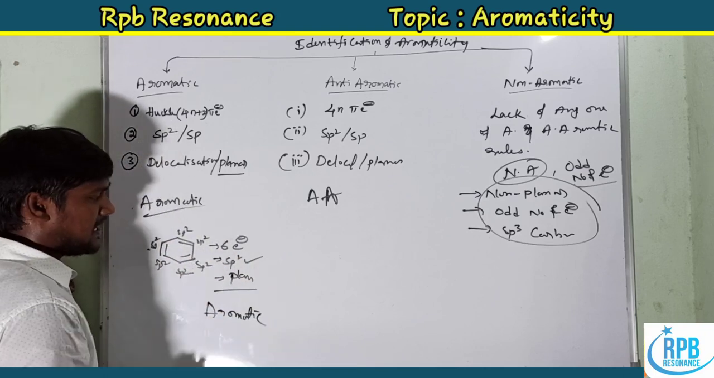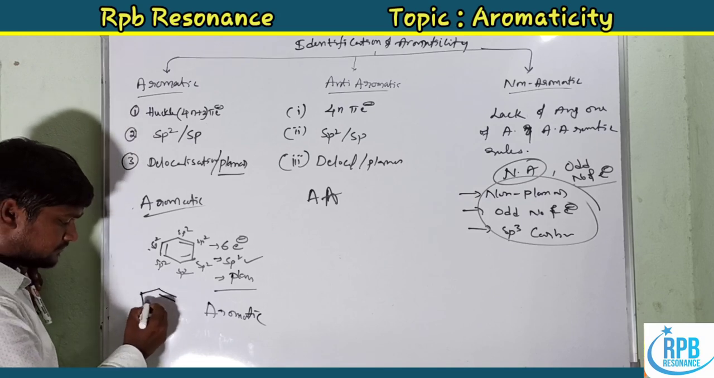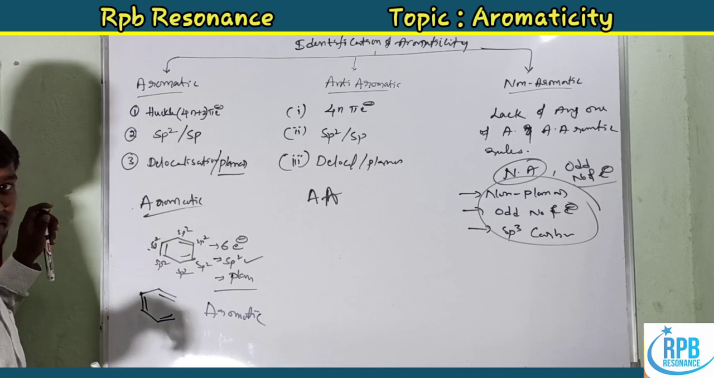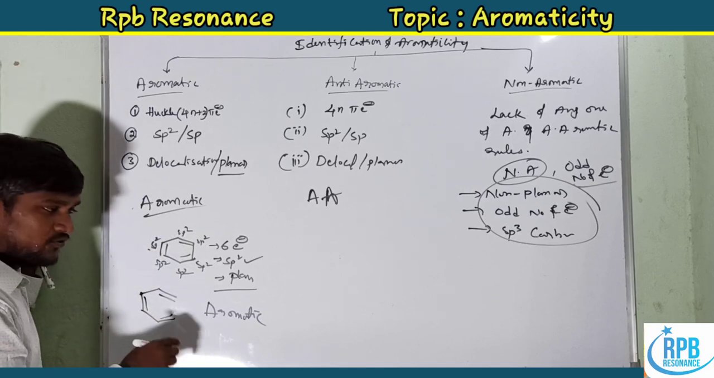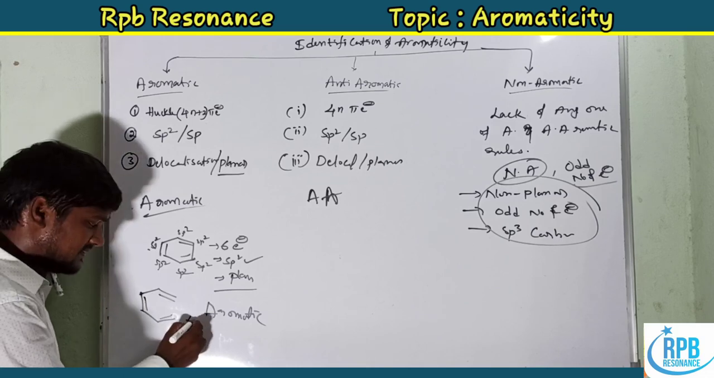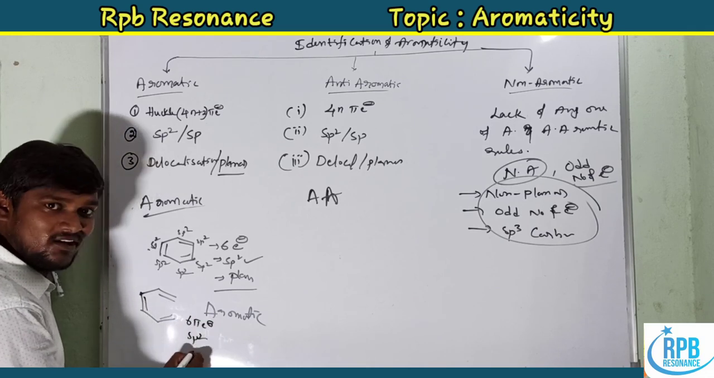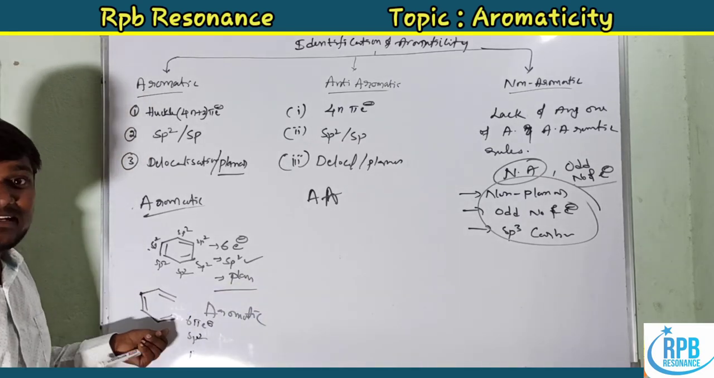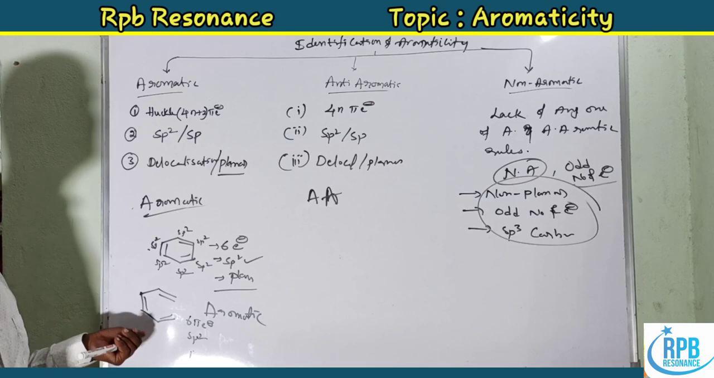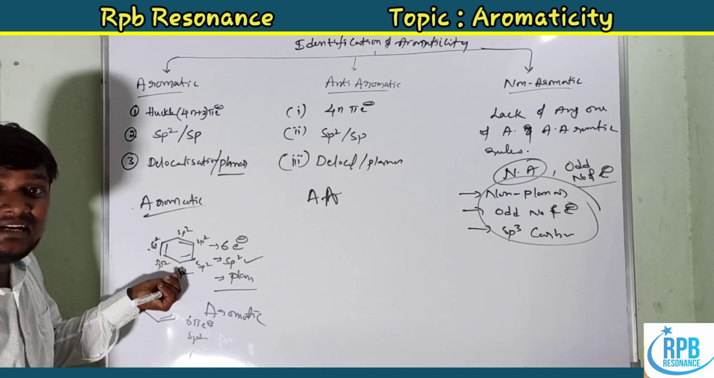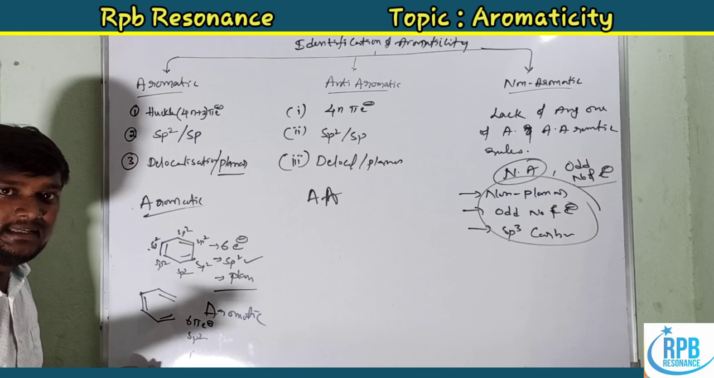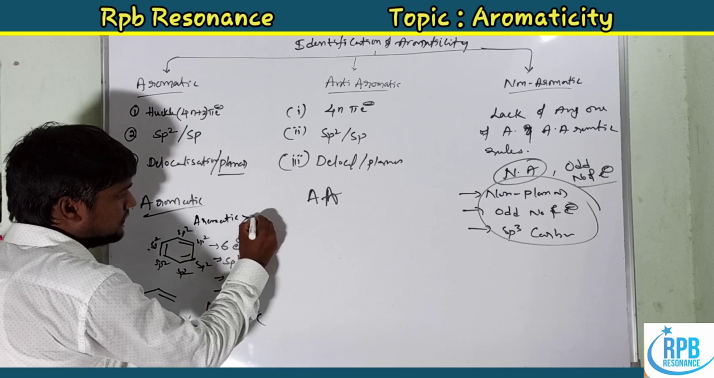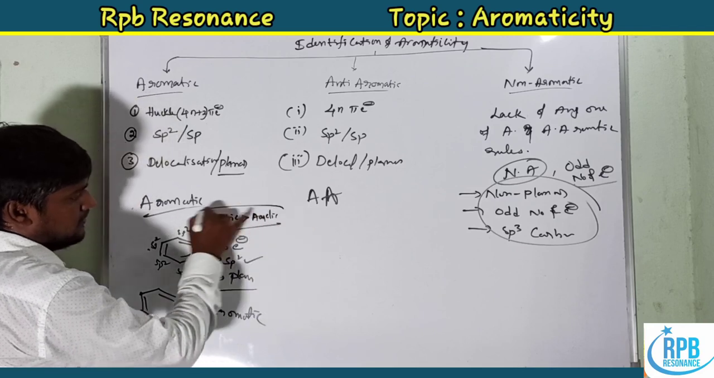Now this is the aromatic compound. Here the same case, but it is 1, 3, 5-hexatriene. It is not a cyclic molecule. So here it has 6 pi electrons, all sp2, and whether it is planar or not doesn't matter. It has 6 pi electrons and sp2, but it is not cyclic. So this is the acyclic molecule. The aromatic cyclic molecule is more stable than the acyclic molecules, that is the stability order.